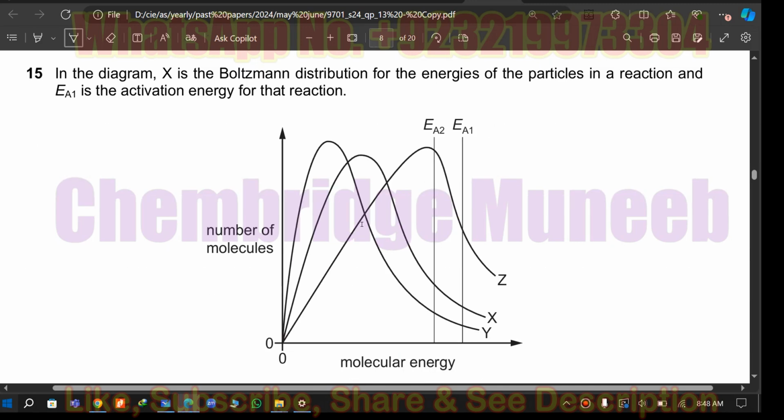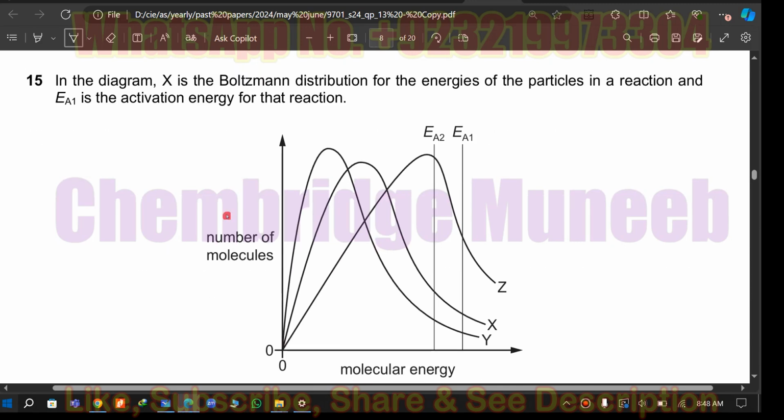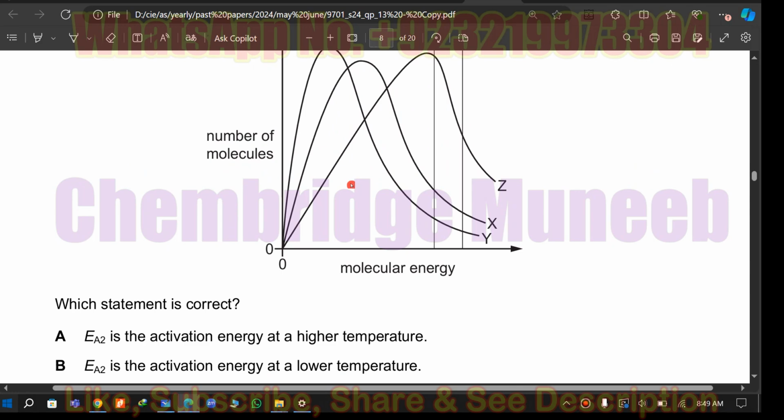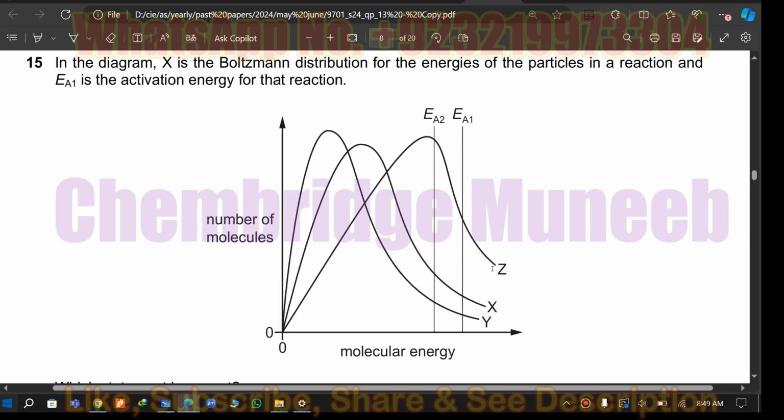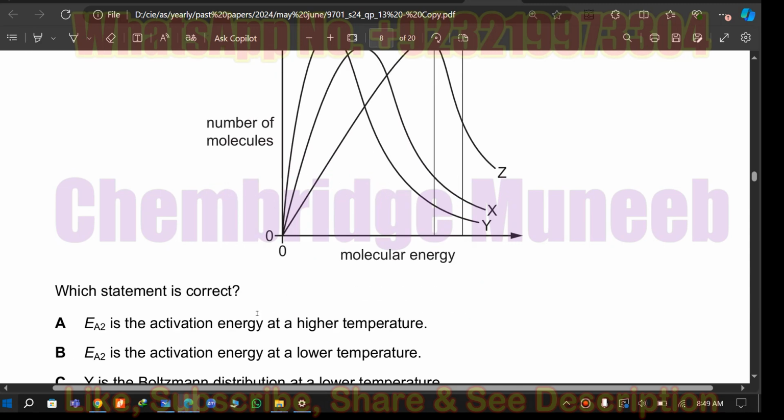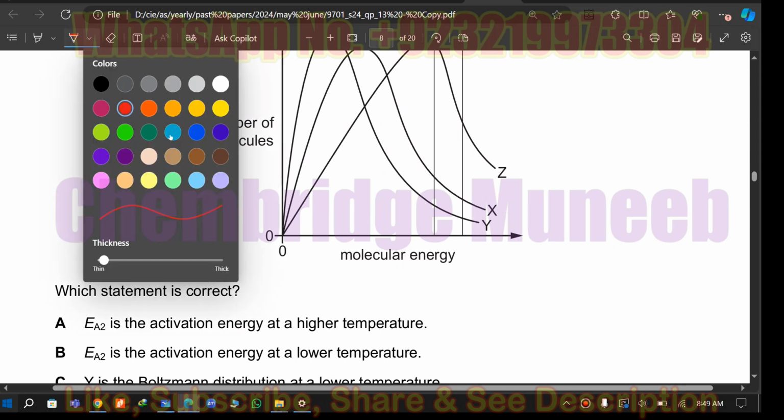Now the next question, number 15. In this diagram, we are provided 3 different peaks. The X peak is considered as the standard for the initial position for the particles. We need to find which of the curves Z and Y are correct. Now if we look at the options, option A says that EA2 is the activation energy at a higher temperature.